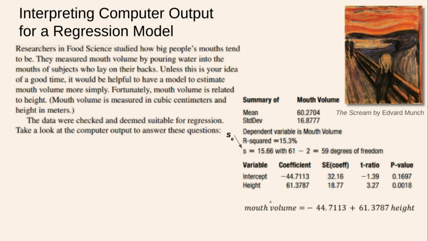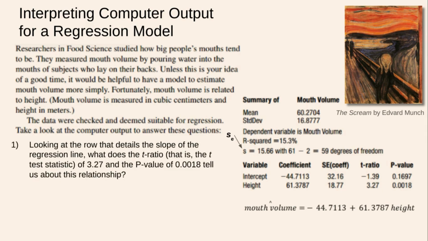So researchers in food science studied how big people's mouths tend to be. They measured mouth volume by pouring water onto the mouths of subjects who lay on their backs. Unless this is your idea of a good time, that sounds terrible. It would be helpful to have a model to estimate mouth volume more simply. Fortunately, mouth volume is related to height. Mouth volume is measured in cubic centimeters and height is measured in meters. The data were checked and deemed suitable for regression. Let's take a look at the computer output to answer these questions.